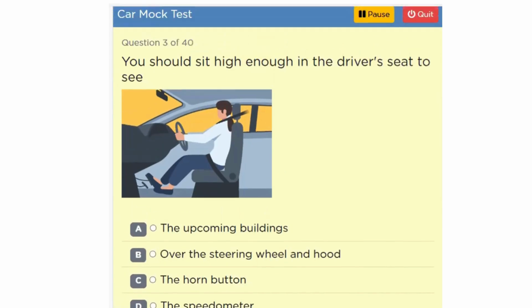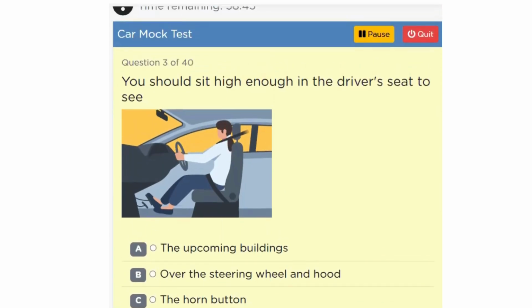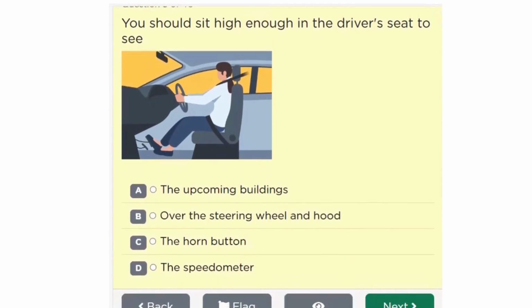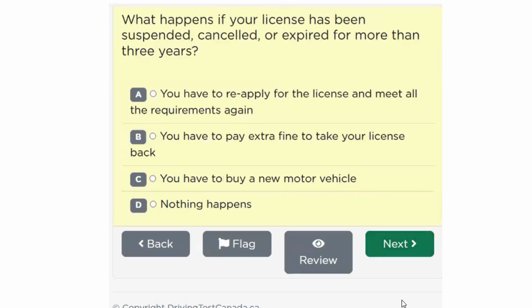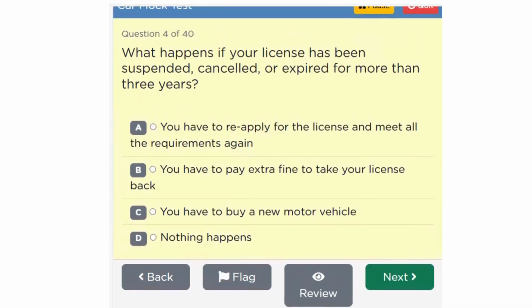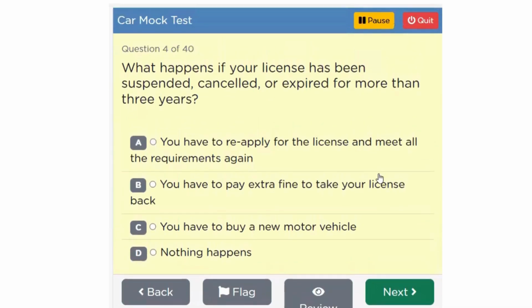Now, you should sit high enough in the driver's seat to see upcoming buildings. No. Over the steering wheel and hood. I think this is it. What happens if your license has been suspended, cancelled, or expired for more than 3 years? You have to reapply for the license and meet all the requirements again for sure.